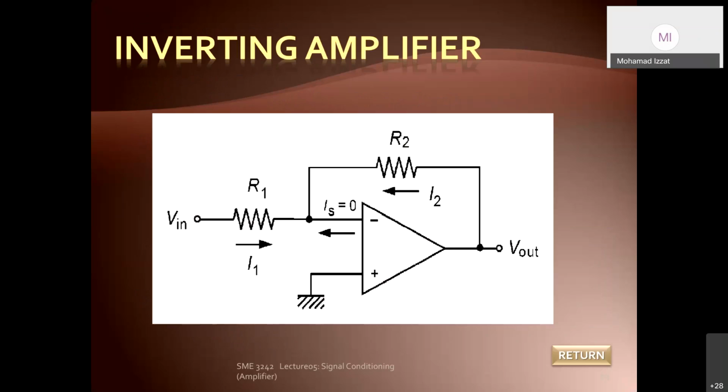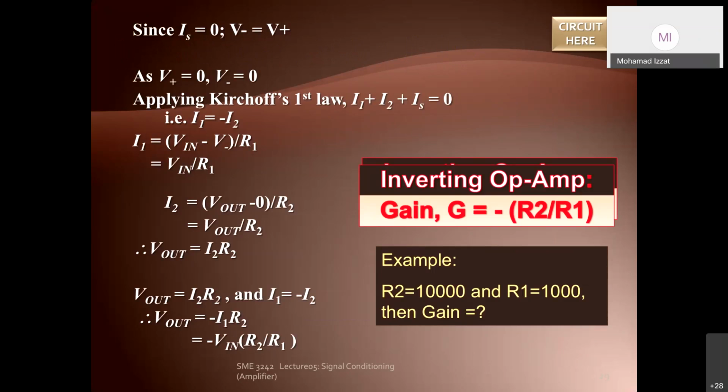Dekat titik tengah ni, kalau you nampak ada I2 masuk, ada I1 masuk, IS pun masuk. So dia punya total keluar dan masuk mesti sama lah. Okay, cuma you have to note dia punya direction of flow. So kalau you tambah everything, you akan jadi equal to 0. And from here, basically IS is equal to 0.